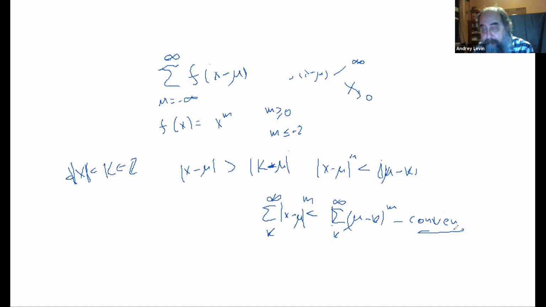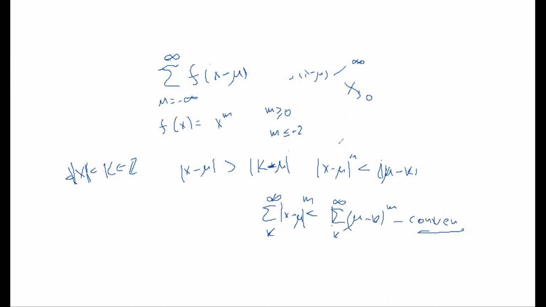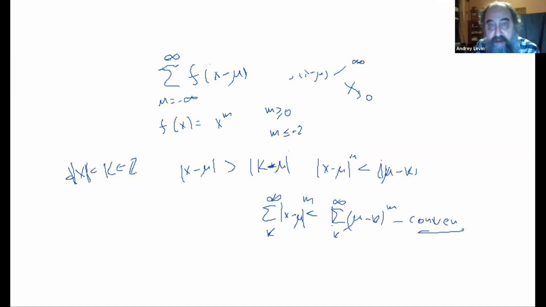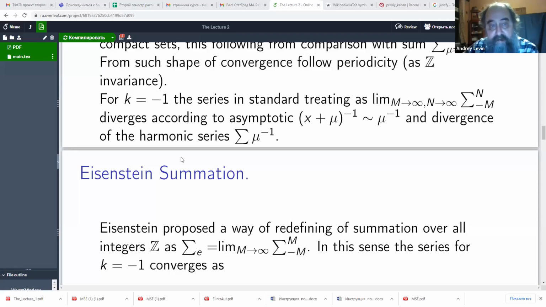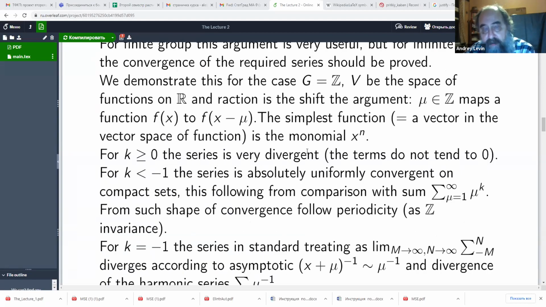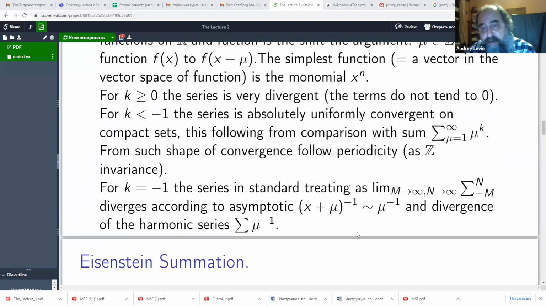So this series for very negative m is absolutely convergent. But for k equal to -1, we have a bound like mu to the power -1, and this series is divergent.